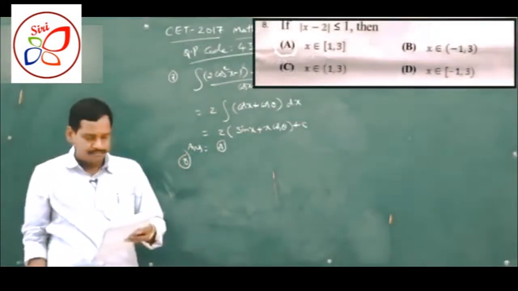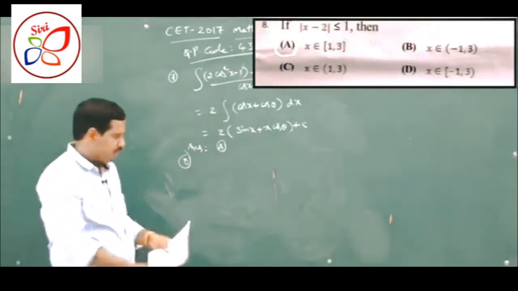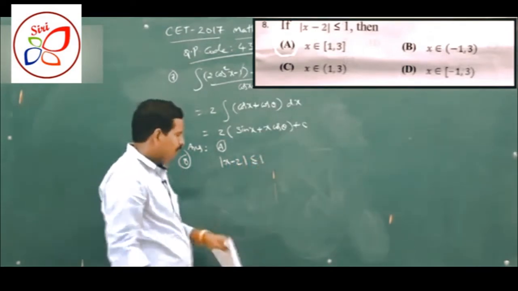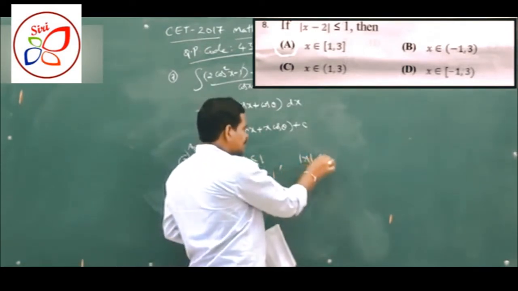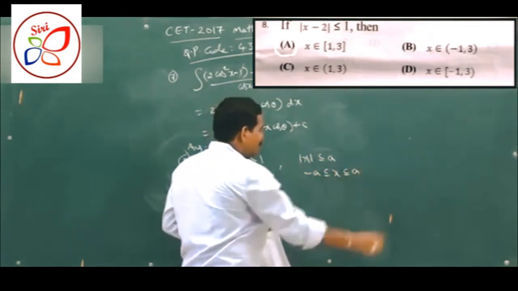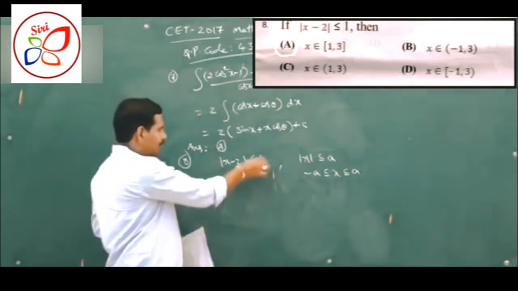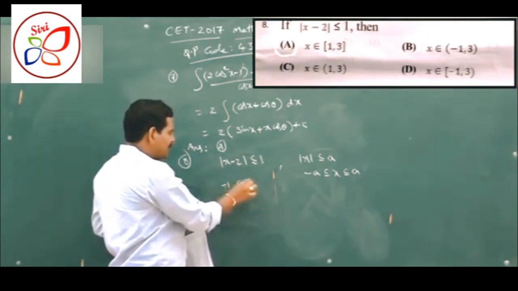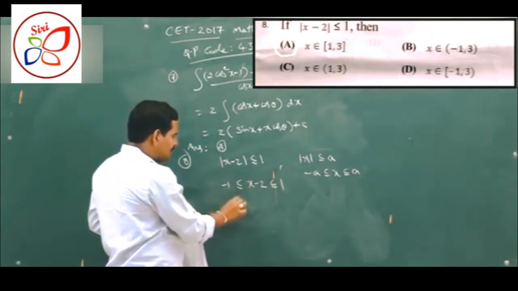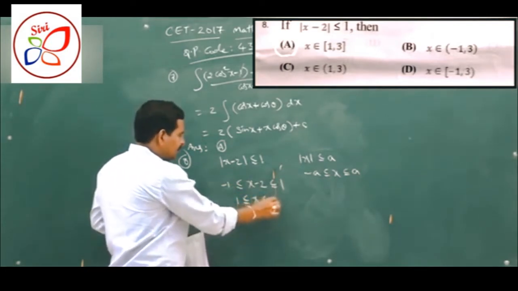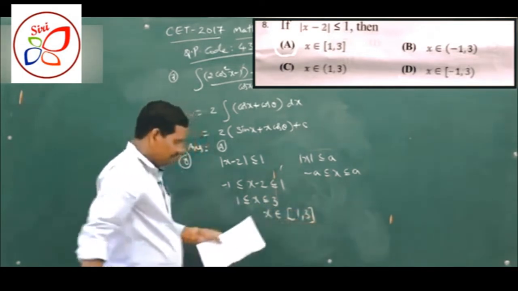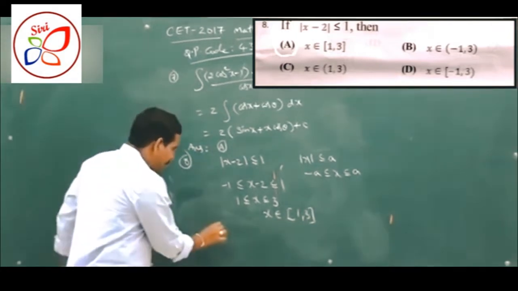Coming to 8th question. This is from inequalities. Mod x minus 2 is less than or equal to 1 given. Whenever mod x is less than or equal to a given, then x lies in between minus a to plus a. In place of a, 1 is given. So minus 1 is less than or equal to x minus 2 is less than or equal to 1. Adding 2 on all sides, this becomes 1 less than or equal to x less than or equal to 3. So x belongs to closed interval 1 to 3. So option is first option A.